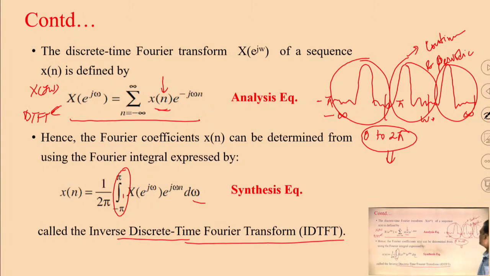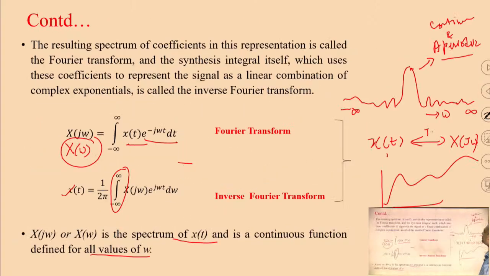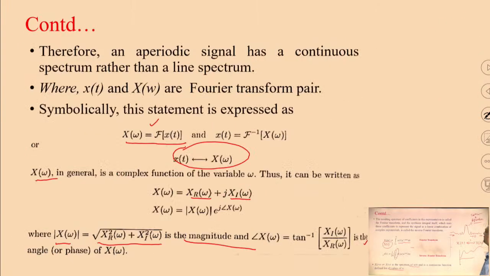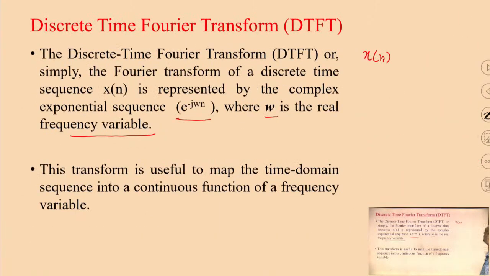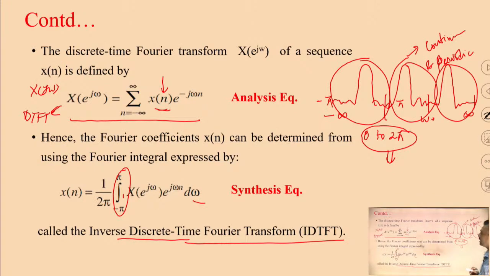So what is the difference between CTFT and DTFT? I think you understood this thing. The difference lies in that there is no periodicity in case of the CTFT; it is aperiodic, but the DTFT is the periodic one. The benefit of this periodicity is that we have to integrate from minus pi to pi only.